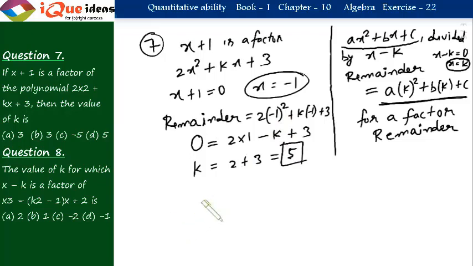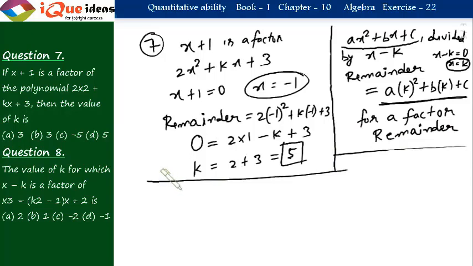So remember, whenever you have to divide a given polynomial by a linear expression, first equate the linear expression to 0, calculate the value of x and put it in the polynomial expression. Whatever value you get, that will be the remainder. Now, if it is given that the linear expression is a factor, then that remainder has to be 0. So there are two things that we have learned: factor theorem and remainder theorem. Alright. Now let's see the next question.